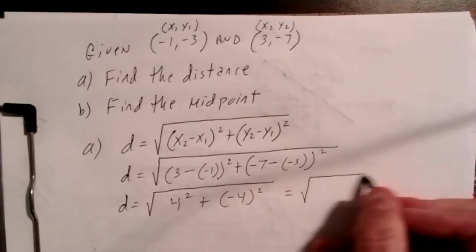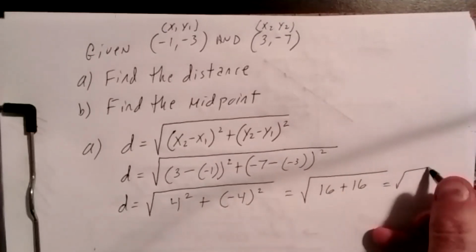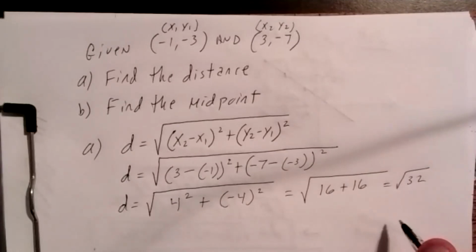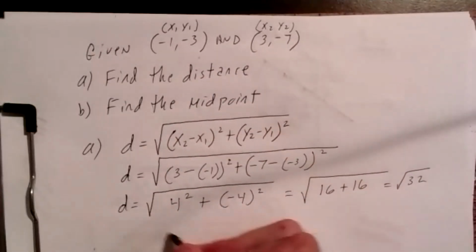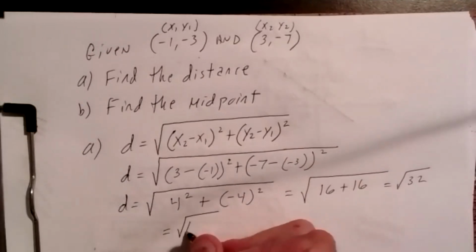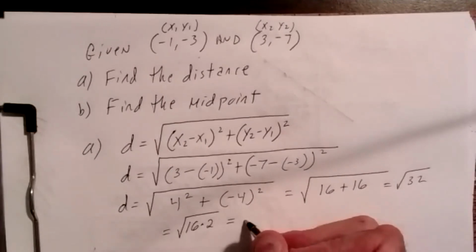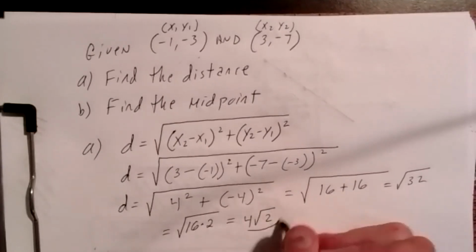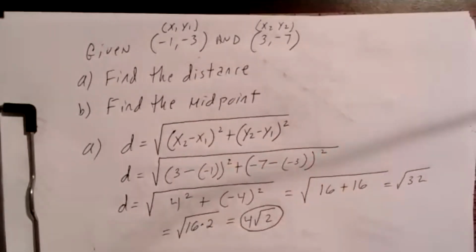And hence it looks like our distance is going to be the square root of 16 plus 16, or the square root of 32. That would be the distance between these 2 points in the XY plane. And the square root of 32 can be simplified as 32 is rewritable as 16 times 2. And the square root of 16 comes out as a 4. So we would say that the simplified distance between these 2 points is 4 times the square root of 2 units. That's the distance between those points.